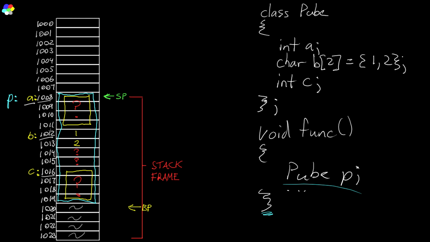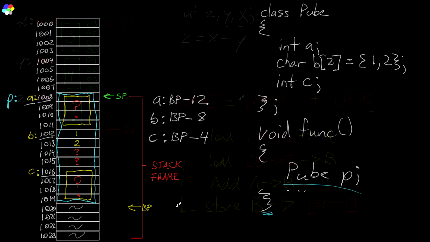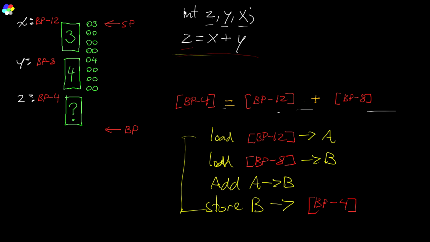It doesn't do that because obviously these numbers here can change depending on how the function was called. What it does instead is this. It says A is going to be the base pointer minus 12, B is going to be the base pointer minus 8, and C is going to be the base pointer minus 4. So it defines the variables relative to the base pointer, and by doing that, it doesn't matter where you start on the stack, your addresses are always going to be correct because they're relative to the starting point of your function on the stack.